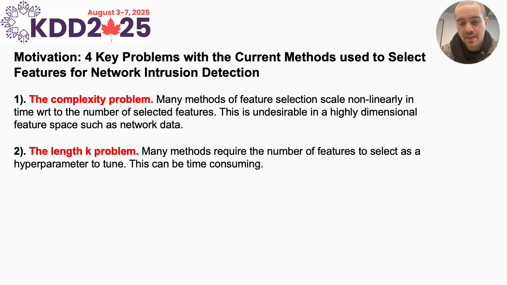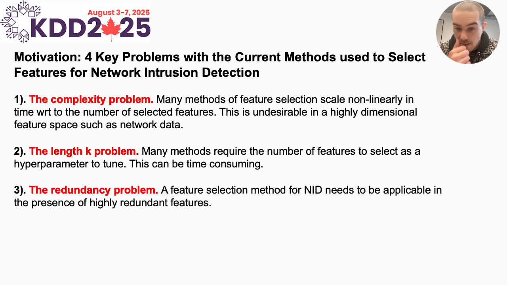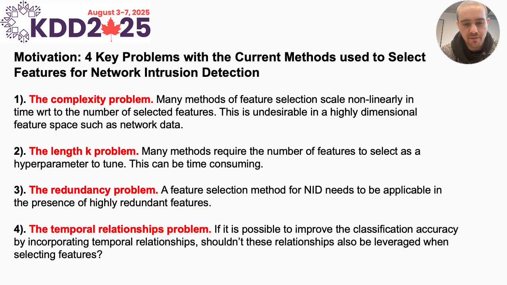Secondly, we want our method to establish a feature number rather than leave it as a hyperparameter for tuning. Thirdly, our method needs to be able to work in the presence of highly redundant information. And finally, it's been well established in the intrusion detection literature that incorporating temporal relationships into your classification task can improve accuracy. So let's try and leverage these relationships when selecting features.